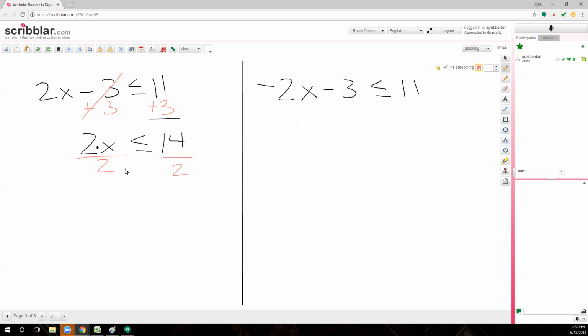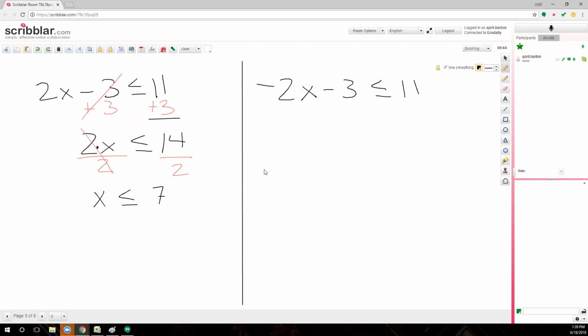When we do the division, just like these opposites canceled, -3 and +3 canceled, those opposites cancel. And on the other side, that's where we actually do the division. 14 divided by 2 is 7.